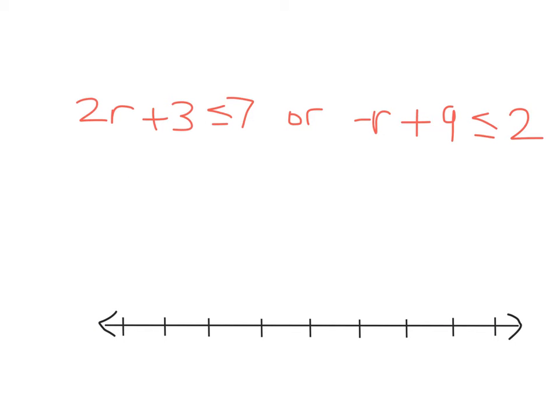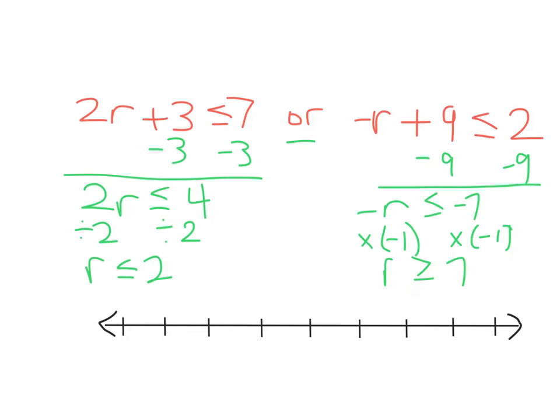So in this compound inequality, there are two conditions, but they're written separately. And it has this important word "or" there. We're going to go over why that is in just a minute. So if we look here, we're going to solve these separately. For the left-hand side, I'm going to subtract 3 from both sides. Then I'm going to divide by 2, and then I'm left with r is less than or equal to 2.